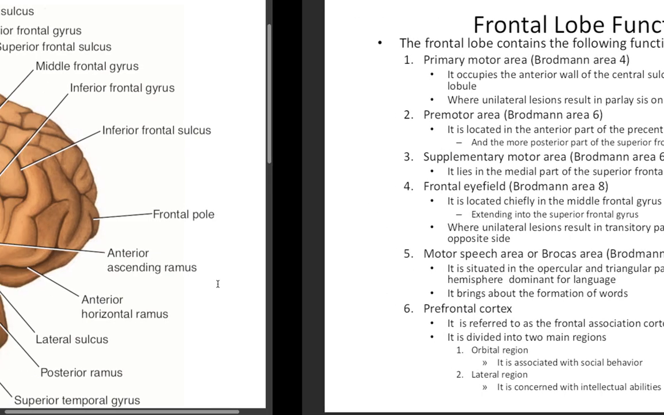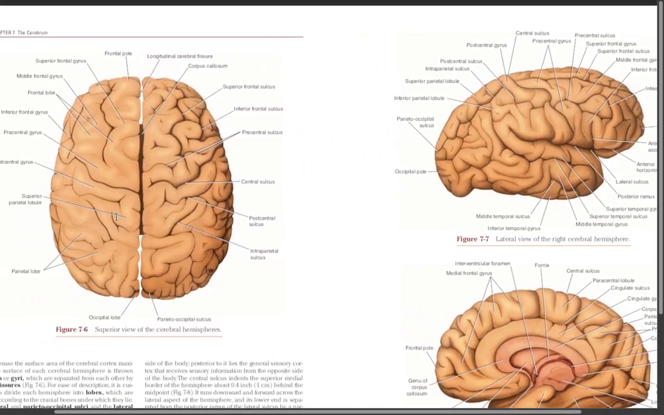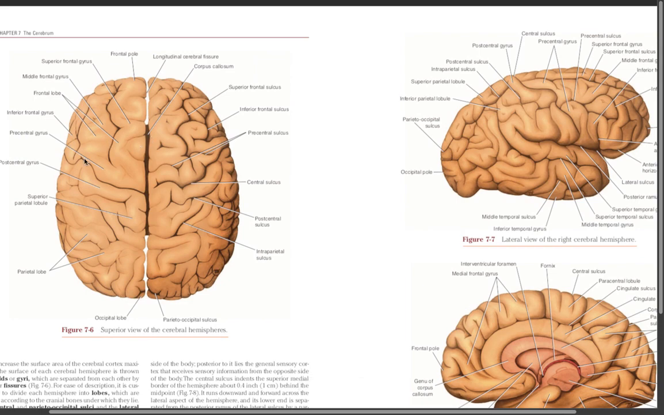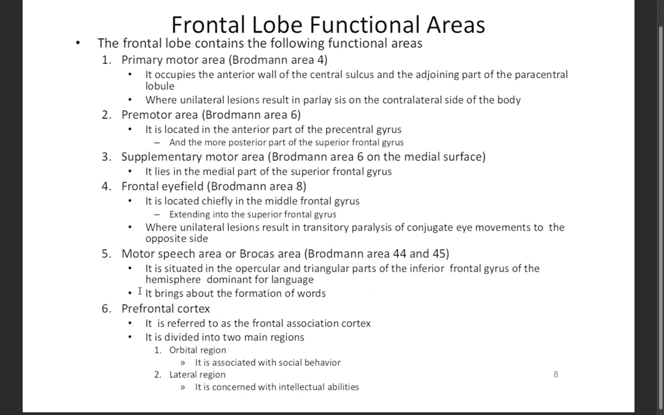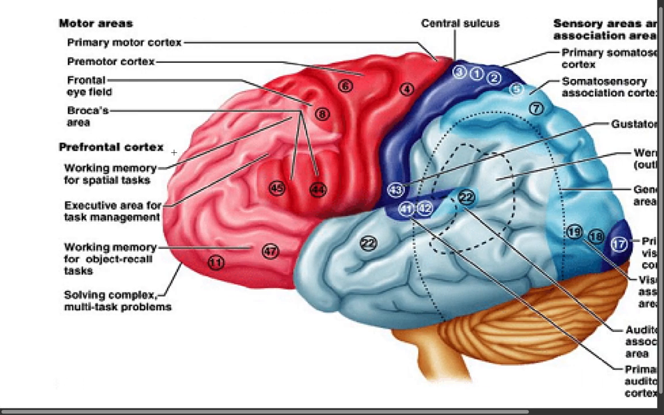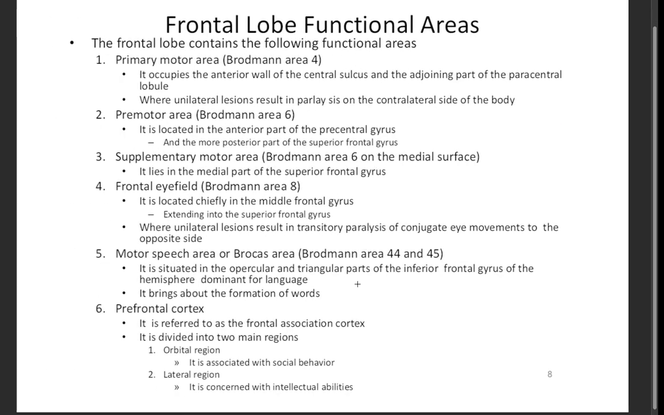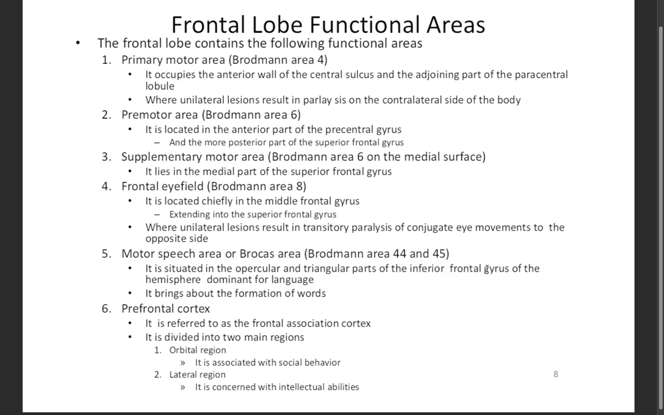What does hemisphere dominant mean? One of the two cerebral hemispheres is more dominant than the other, which is the left in most people. This is what the doctor said. And it brings about the formation of the words. How does a person speak and arrange his words? It is the function of the motor speech or Broca area. This is the Broca area, in the triangular and opercular parts of the inferior frontal gyrus, and it works on the formation of the words.